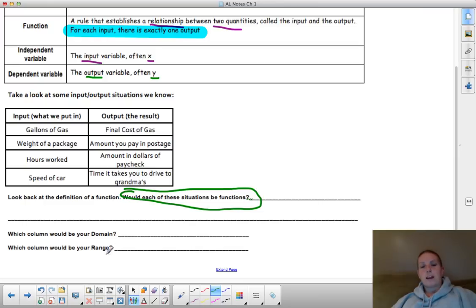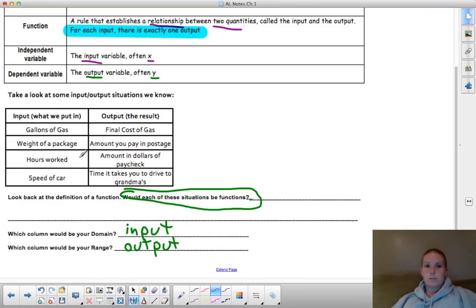Which column would be your range? Hopefully that was pretty obvious, right? The input column is your domain. It's what we have control over. We can control how many gallons of gas, how much we put in a package. To some extent, we can control how many hours we work, and we can definitely control the speed of our car. What we can't control, the part that's out of our hands, is the output, the result.